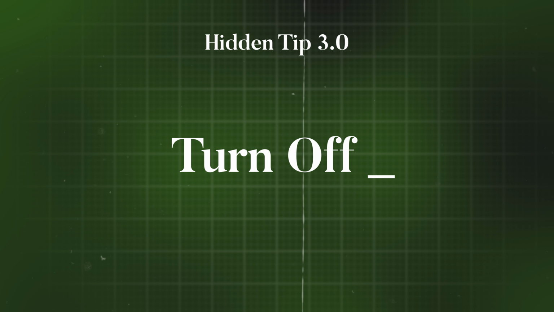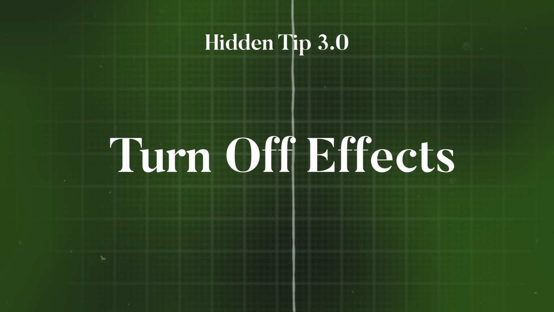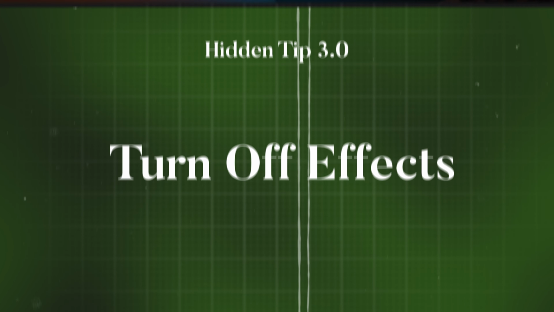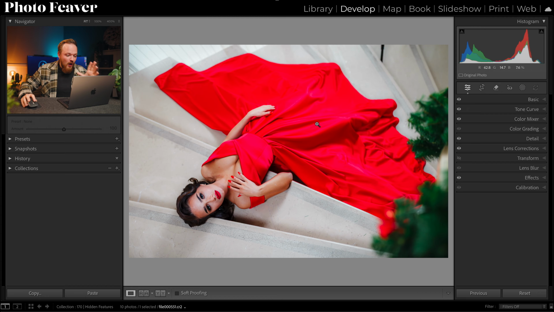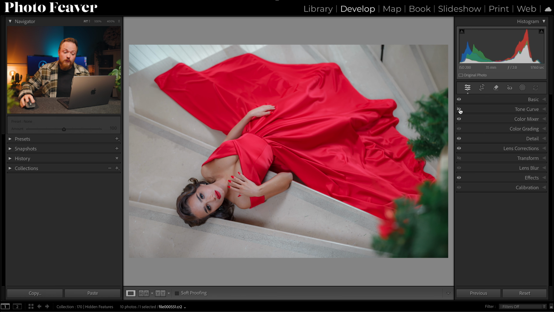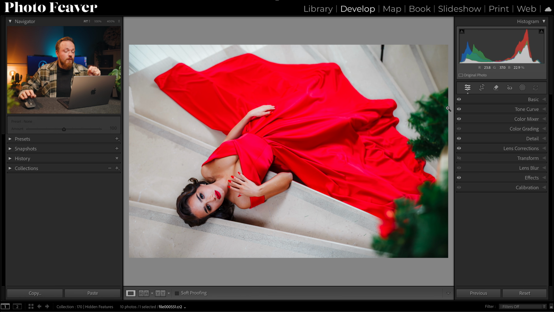Now, another hidden feature that's similar to the triangles inside Lightroom is the turn off effects button, because it's hidden behind a shortcut. Let's say I've edited my photo, but I'm wondering what it would look like without the color mixer tool actually applied. Well, I've got my little eye icon here. If I click that, I can see what it looks like. Or maybe I want to try the before and after of just turning off the tone curve.